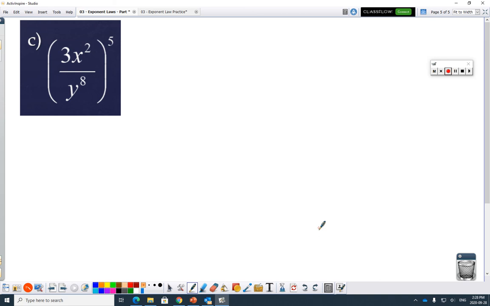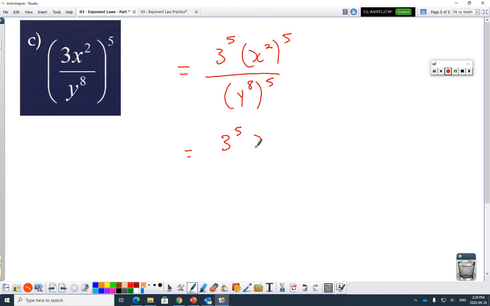Which items in the bracket get exponent 5? All of them. So 3 gets exponent 5. X squared gets exponent 5. And y8 gets exponent 5. But some people won't like that. It'll make more sense in their brain to handle this as they go. 3 gets exponent 5, x squared gets exponent 5, and they're going to go right to x to the power of 10. And y8 gets power 5, they're going to go right to y40. And that's fine. So I say you can go here if that works better for your brain.